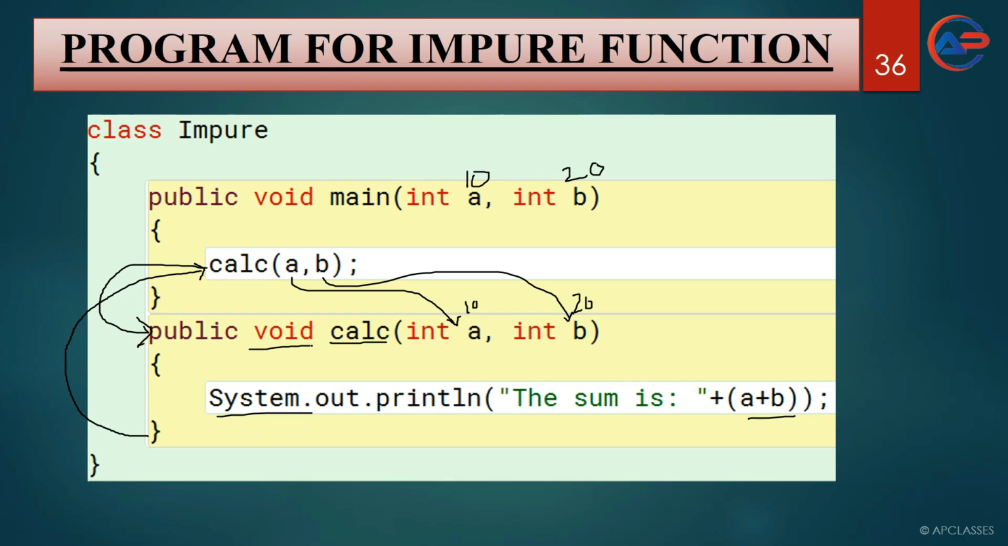So if a question is asked, what is the difference between a pure method and an impure method, you can write that a pure method returns a value to its caller module, whereas an impure method does not return any value to its caller module. A pure method will always have a return type other than void, but an impure method will always have a return type that is void.